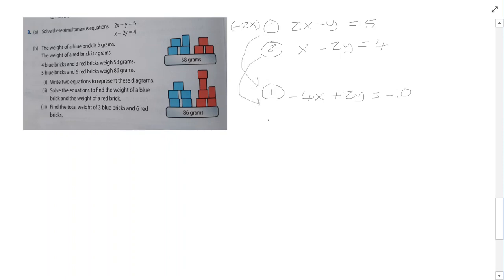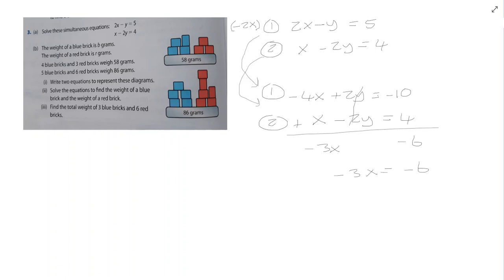So what we want to do is add them together. We just rewrite expression 2: x minus 2y is equal to 4. So we add these two together. Minus 10 plus 4 will leave us with minus 6. Plus 2y minus 2y, these will cancel out, it equals 0. And then we have minus 4x plus 1x, that leaves us with minus 3x. So minus 3x is equal to minus 6.